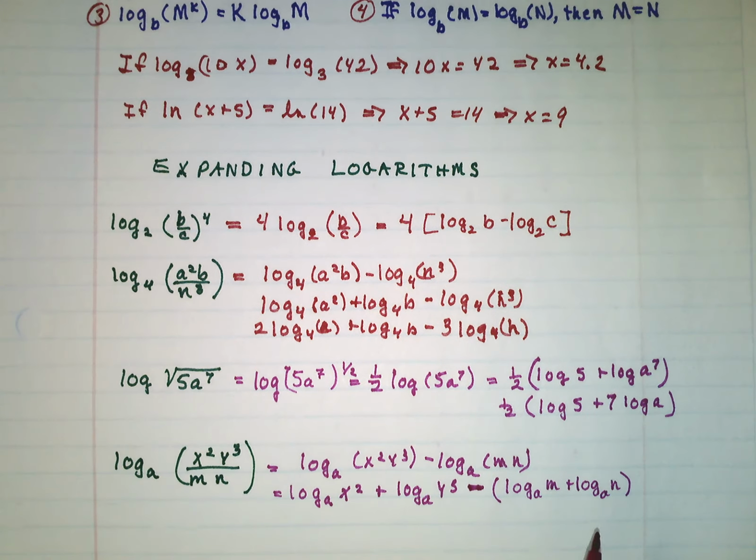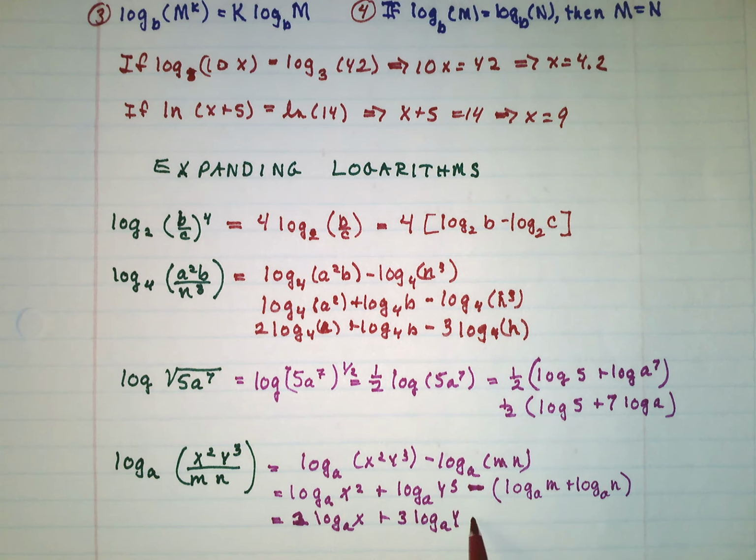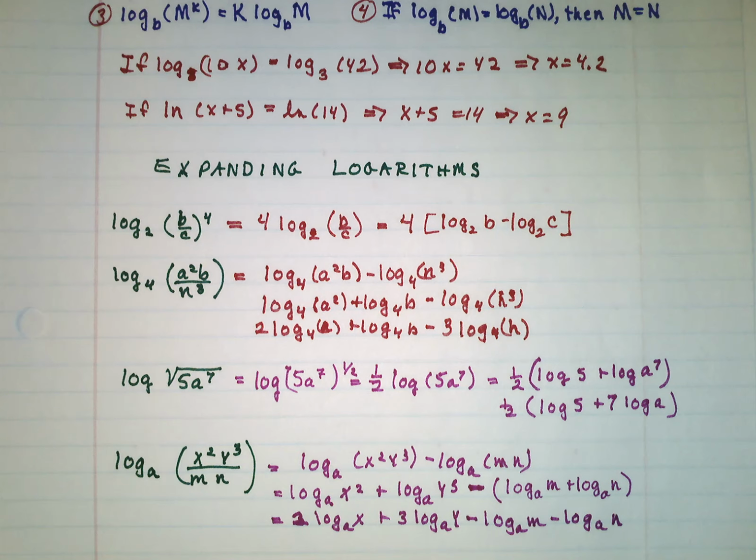And then finally, we can take care of these exponents here. Power of a power, we can write it as multiplication. So we'd have 2 times log base a of x plus 3 times log base a of y. And if we want to, we can distribute the negative 1 here, minus log base a of m minus log base a of n. And we have definitely expanded.